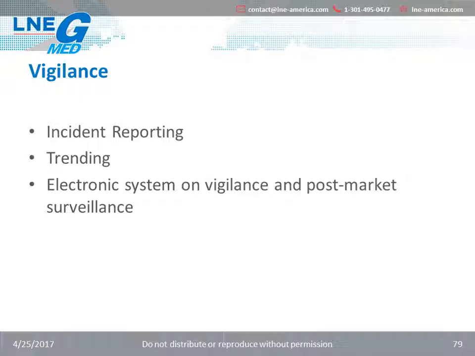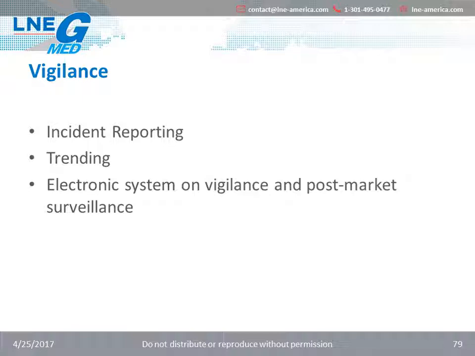The methodology used for determining any statistically significant increase and the observation period must be included in the post-market plan. The competent authorities may conduct their own assessments on the trend reports.